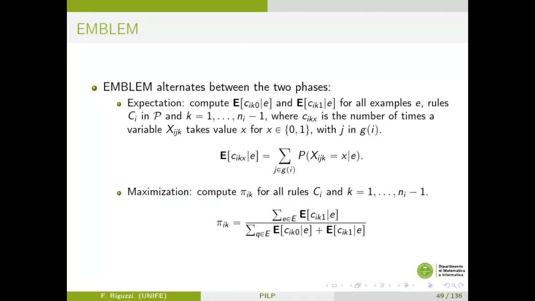One with x equal to 0 and one with x equal to 1. And then in the maximization phase, you sum up the values for all the examples, and you compute the new values of the parameters of the Boolean random variables, from which you can compute the parameters of the original multi-valued random variables.